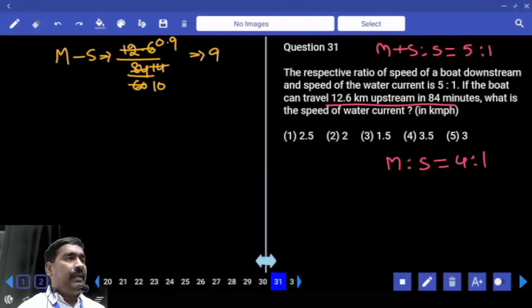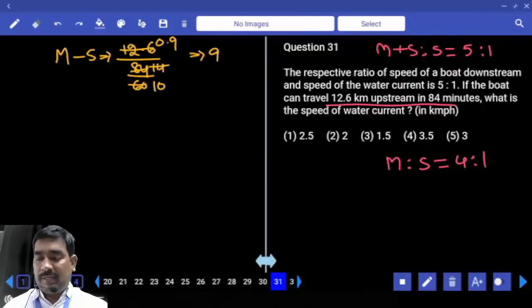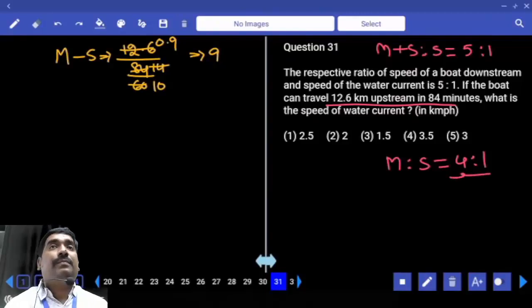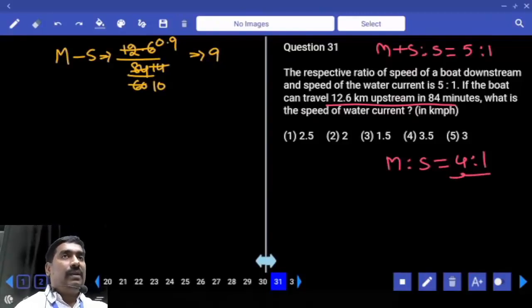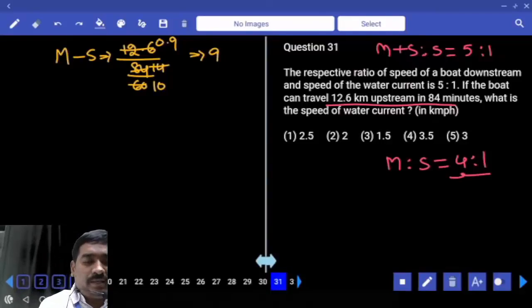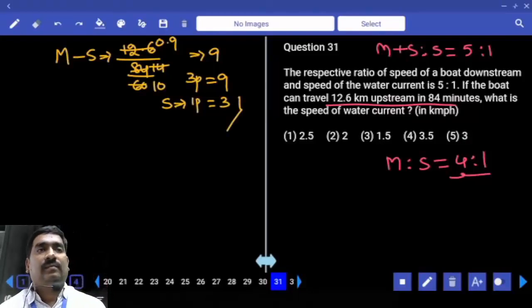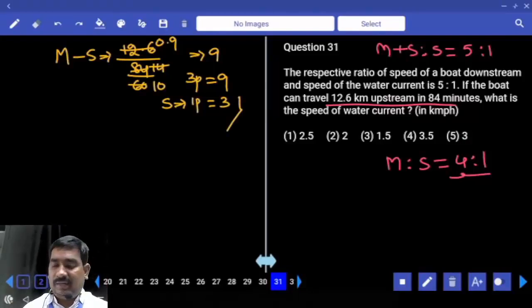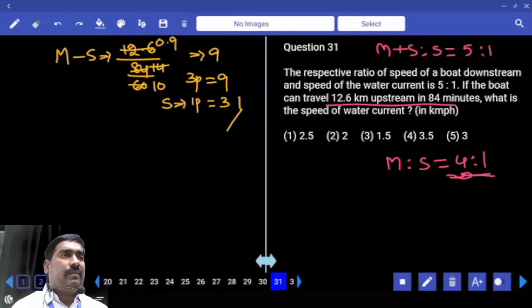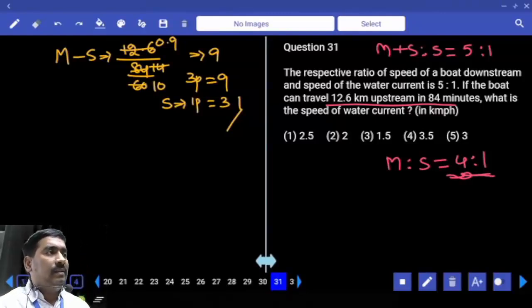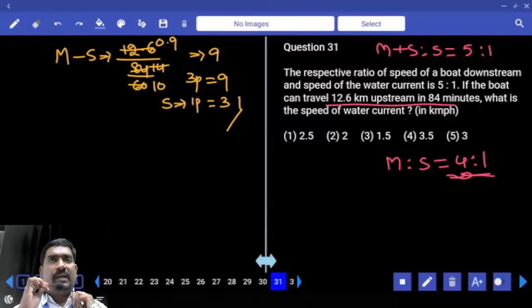Upstream means M minus S. Already we know M and S are in the ratio of 4:1. So 4 minus 1 is 3 parts, whose value is 9 kilometers per hour. Speed of the stream is 1 part, so 3 kmph is your answer.